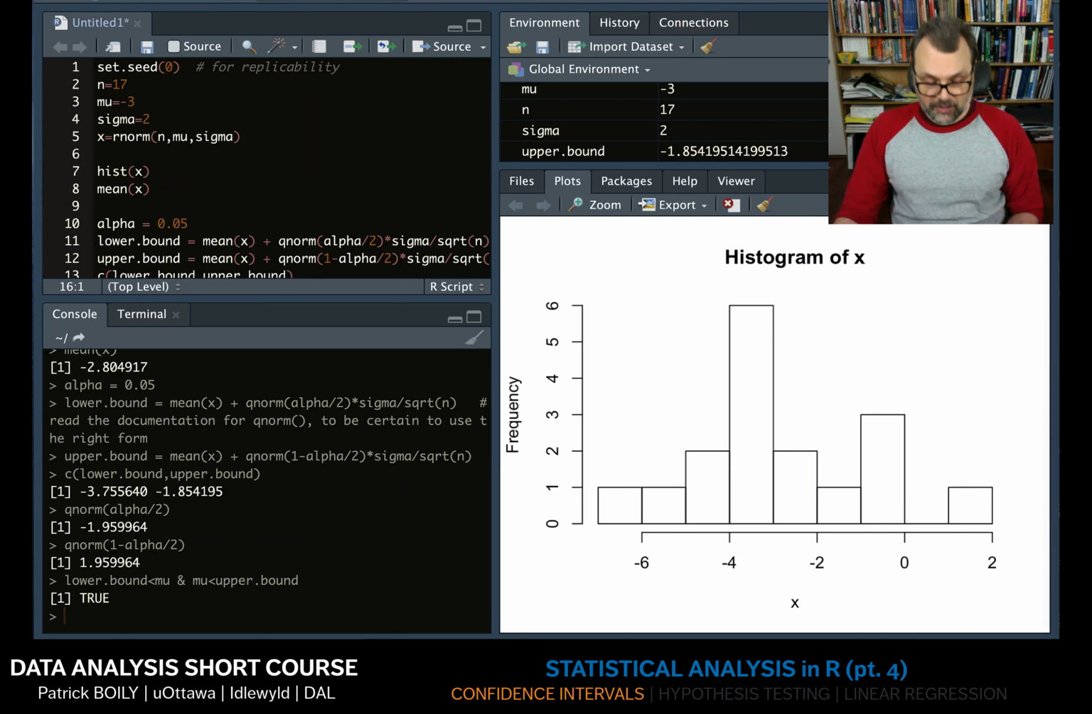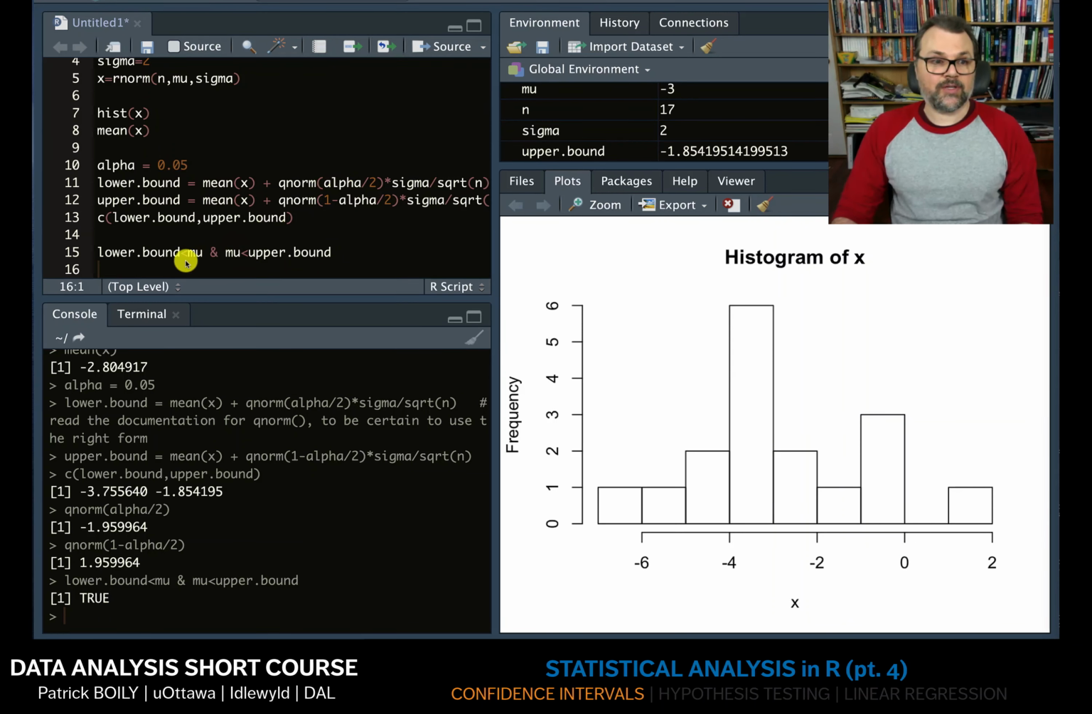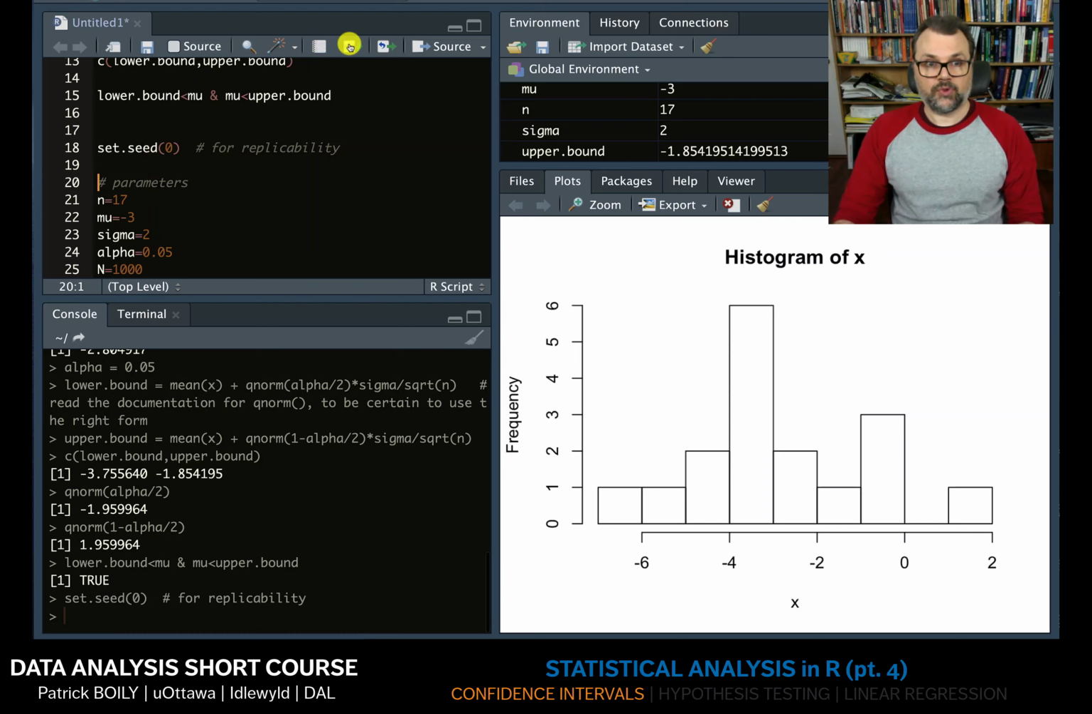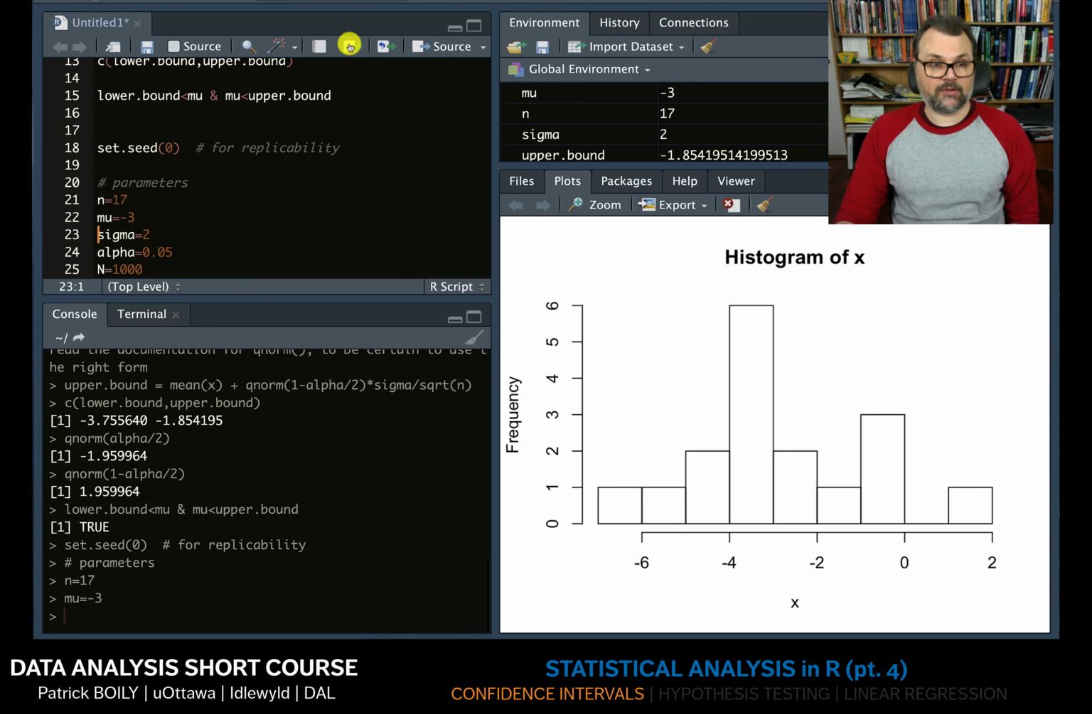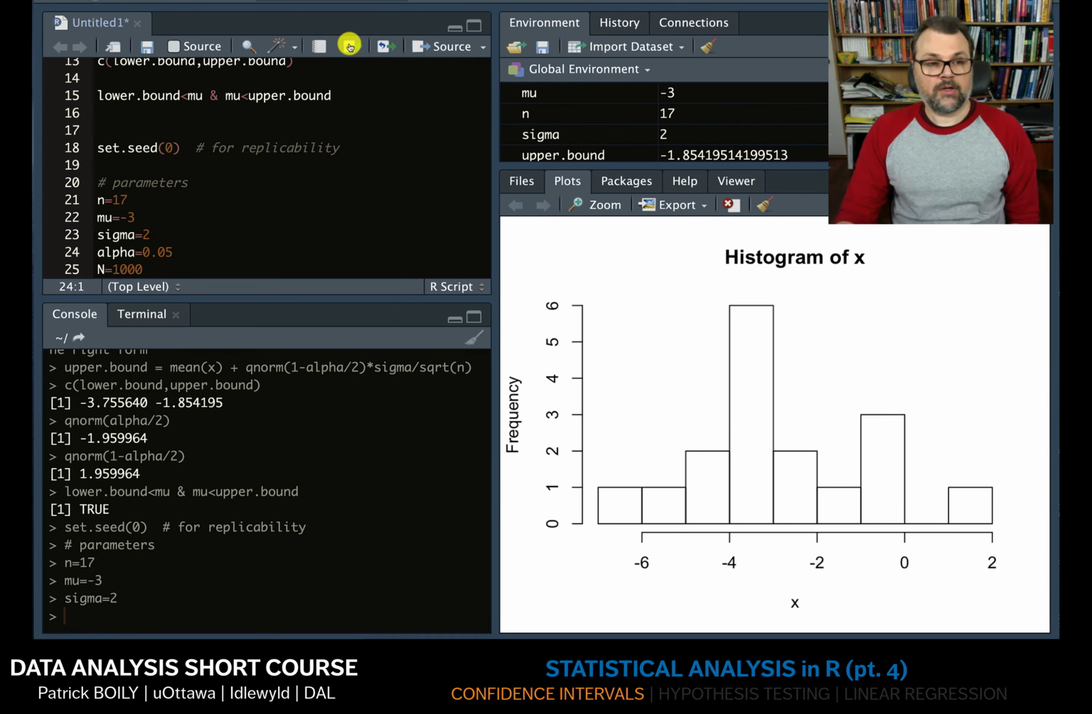So again, for replicability, we'll set the seed to be equal to 0, so you can run and get the same results. We have 17 samples. We draw them from a normal distribution with the population mean -3, mu. We'll use a standard deviation of 2, great.